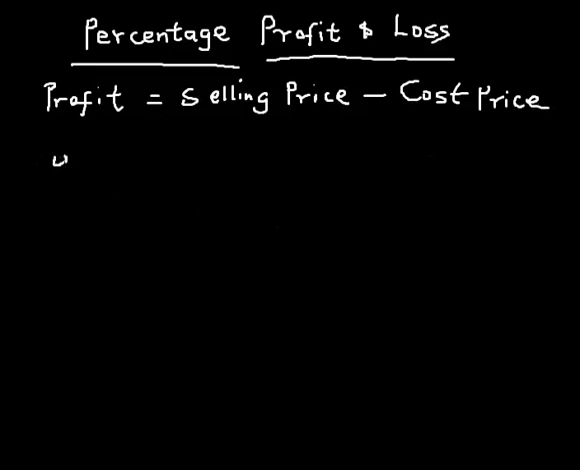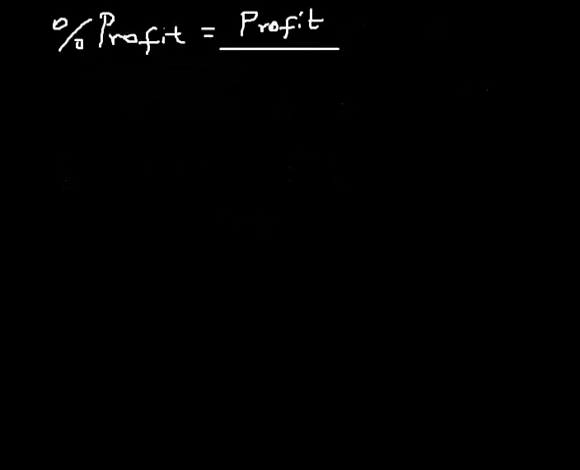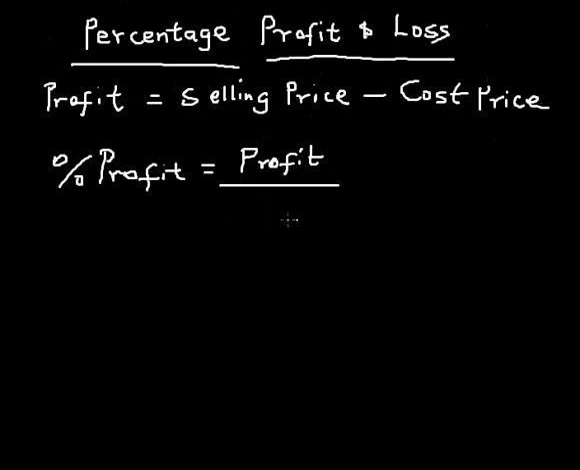Now, if we are to express this profit as a percent, the percentage profit is going to be equal to the profit that the person made out of selling that particular material, divided by the cost price, how much he bought it. Cost price is what he bought it for. Then of course, to express it in percentage, I multiply by 100.